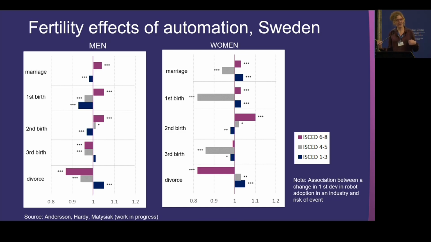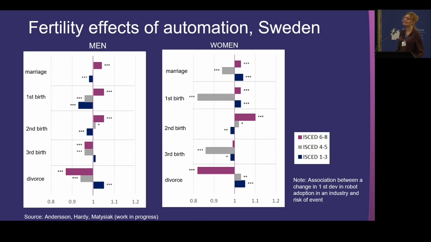And exactly the opposite for the low educated. Low educated are ISCED 1 to 3. These are the navy blue. And we can see that the increase in robotization in the sector for these workers means a decline in marriage risk, a decline in first and second birth risks, and an increase in divorce. For the third birth, as I said, the findings are not very clear for us.